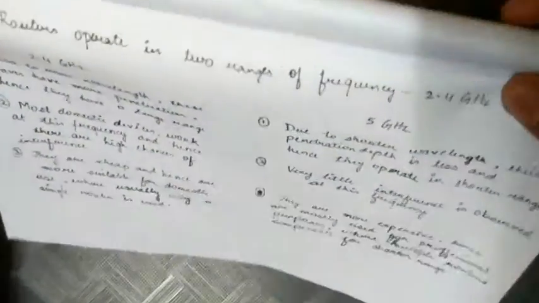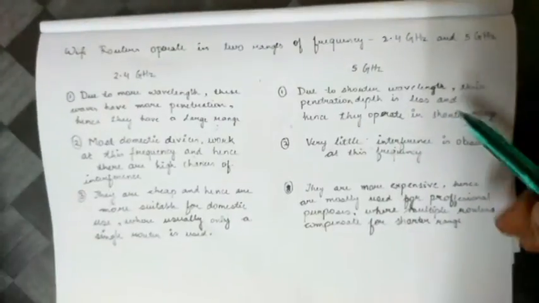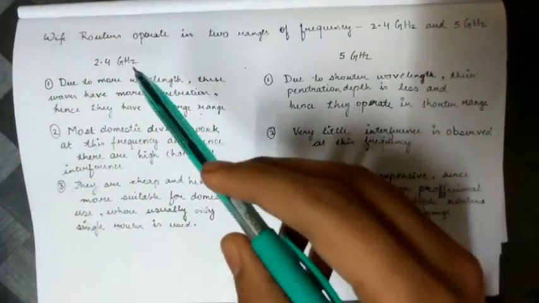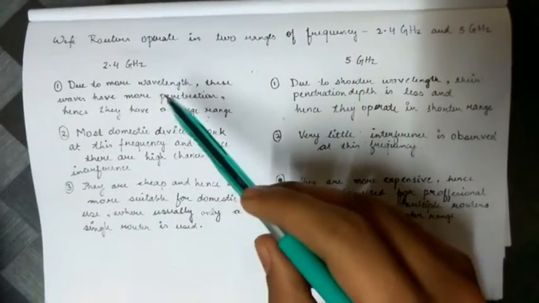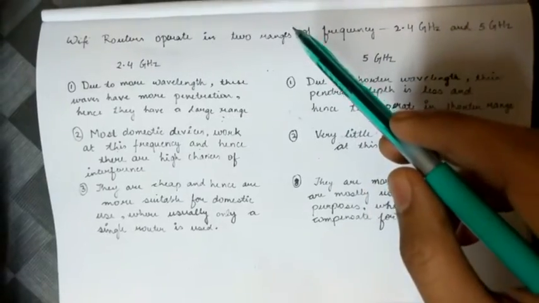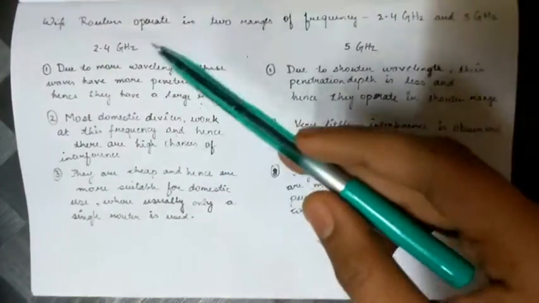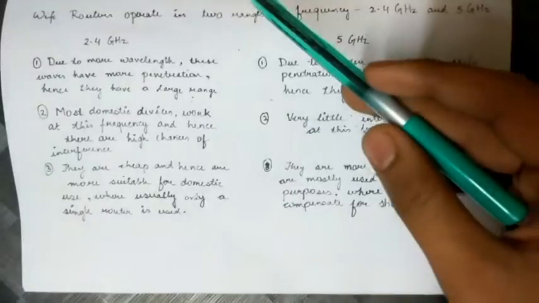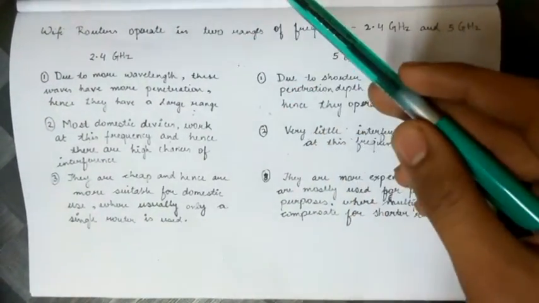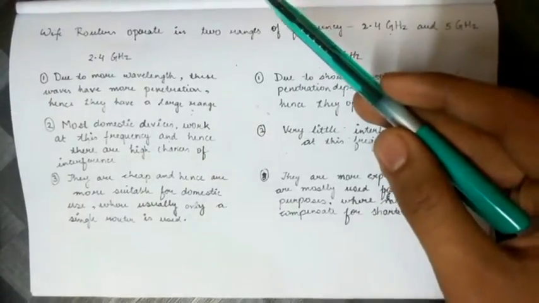So Wi-Fi routers operate in two ranges of frequency, 2.4 GHz and 5 GHz. Talking about the routers which operate in 2.4 GHz. Due to the longer wavelength, these waves have more penetration through walls, and hence they have a larger range. But on the other hand, most domestic devices like your mobile phones and microwave oven also work in this frequency, and hence there is a higher chance of interference. So this is a shortcoming of these devices.